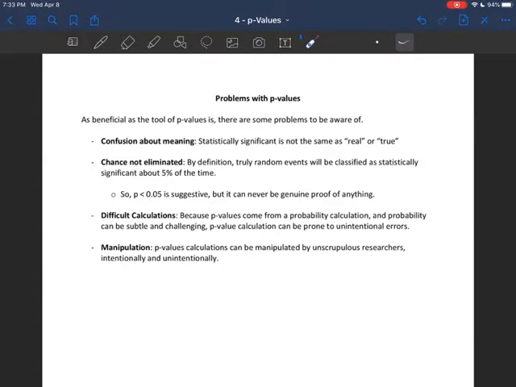So it's quite different. It's a suggestion. It's a thing that you can think about that indicates this is something worth studying more, but it's not the same as this is definitive proof. It can never be definitive.